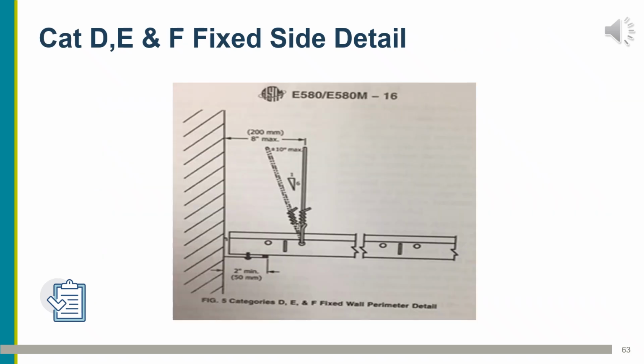So here we see a picture of the fixed side connection. You're going to notice that the perimeter support wire is located within 8 inches. You're also going to see that on the fixed side we have a pop rivet holding this in place. Again, we're seeing more and more of the proprietary clips that are allowed as an alternative because they're just not as noticeable as the pop rivets.